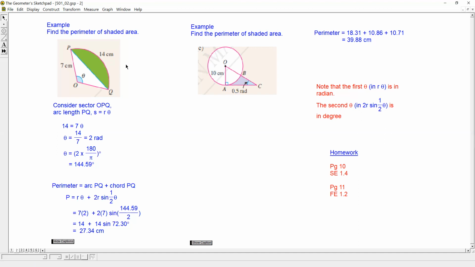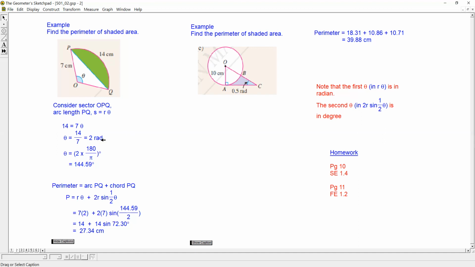Cannot straight away find the perimeter. You have to find this angle first. How to find the angle? You use this formula, S equals r theta. How much is the S? 14. How much is the r? 7. Theta? Don't know. So from here we can find theta equals 2 radian.